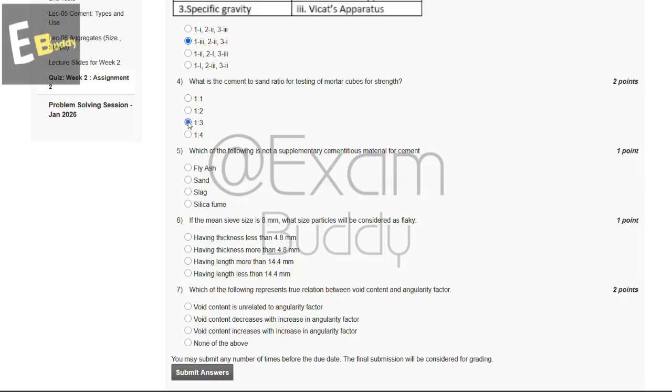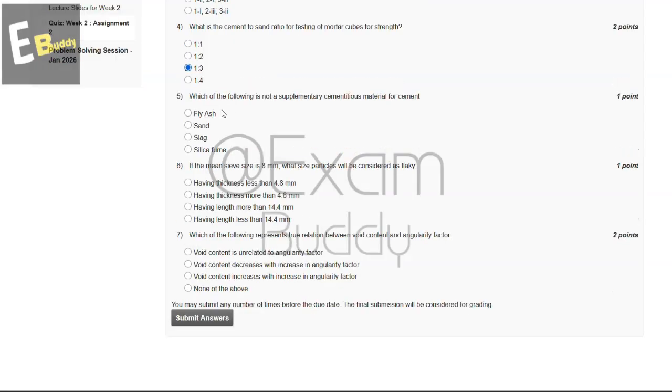And now let's go to our question number 5. Which of the following is not a supplementary cementitious material for cement? So these are the options: fly ash, sand, slag, silica fume. So the answer of our fifth question is sand.